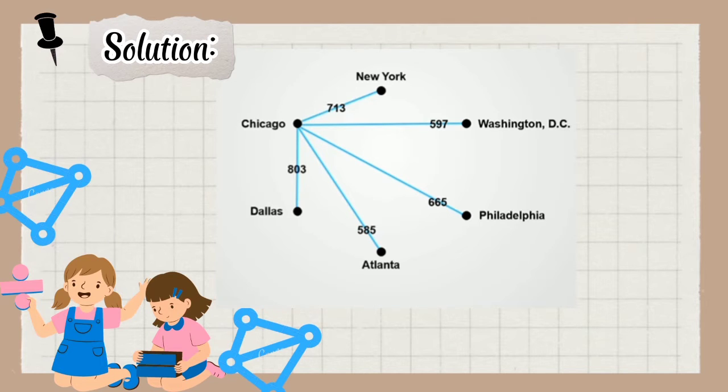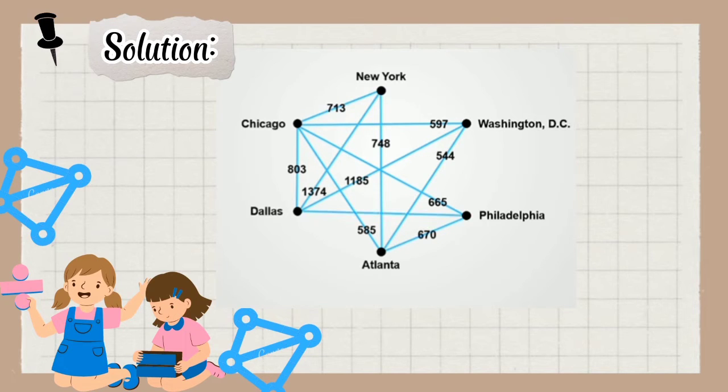From New York to Atlanta, that is 748. From New York to Dallas, that is 1,374. From Washington DC to Atlanta, that is 544. And from Washington to Dallas, that is 1,185. And from Atlanta to Philadelphia, that is 670. And from Philadelphia to Dallas, that is 1,299.